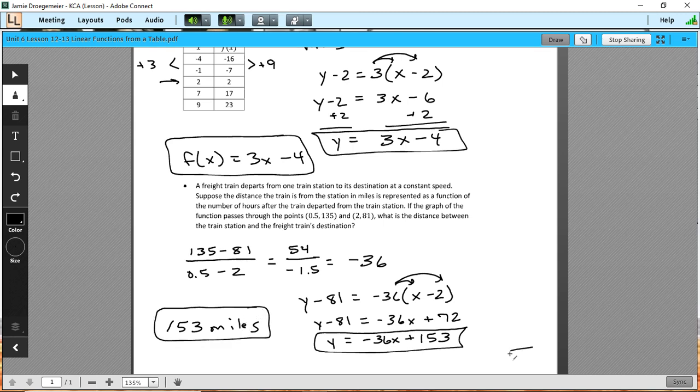So that's one way that we could find it. We figured out what that slope-intercept form is. Another way that we could have found it is we said that after a half an hour, we were 135 miles away. Well, we know that we're going 36 or negative 36 miles per hour. So that means in a half an hour, we would go 18 miles. Well, if we went 18 miles in that half an hour, that means that 18 plus 135 is that 153 miles. That's our distance. So again, several ways that you can approach these.